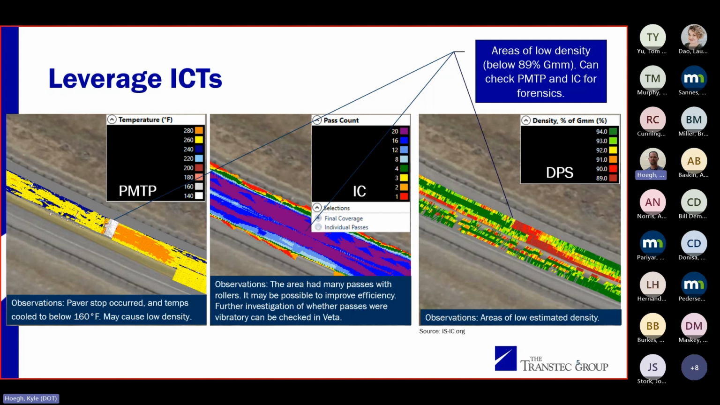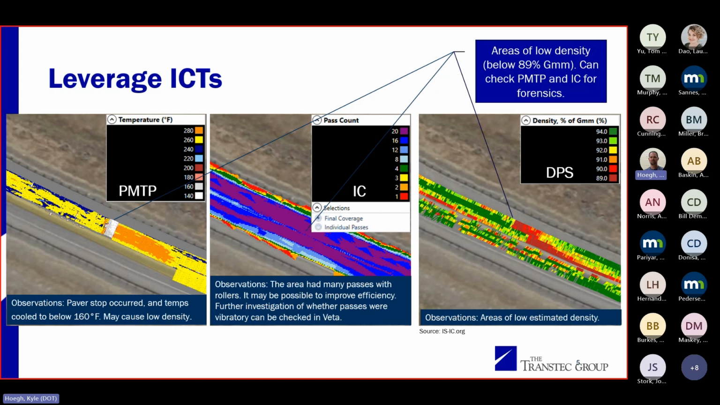Was it just one kind of bad area? Is the whole thing bad? We don't really know until we start doing some forensics. With these technologies, forensics is super easy because you can just come in and look and say, okay, here's where my core was. What were my temperatures behind the paver? What were my roller temperatures? How many pass counts did it get? There's only really so many things it could be, and it makes it really easy to go in and take a look.